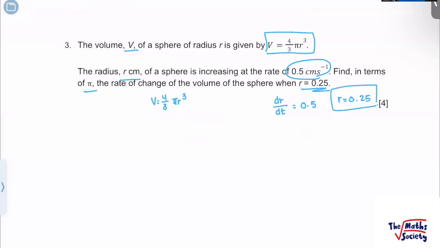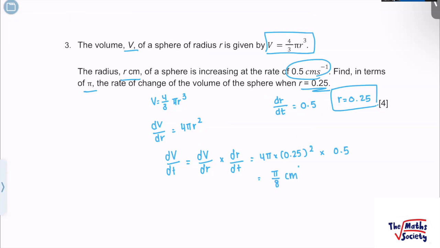So when r is equal to 0.25, we differentiate first, so dV by dr is going to be 4 pi r squared. Then dV by dt is equal to dV by dr multiplied by dr by dt. So that's going to be 4 pi times 0.25 squared, multiplied by 0.5. You'll just get pi by 8 cm cubed per second, and that is your answer because it just tells you to give it in terms of pi.